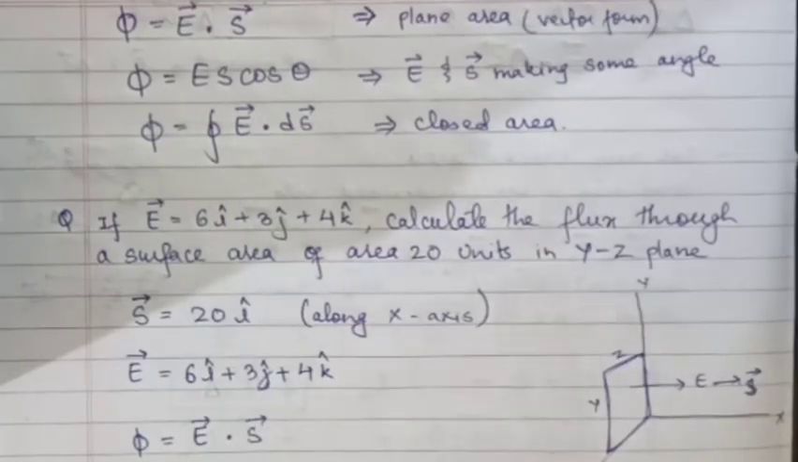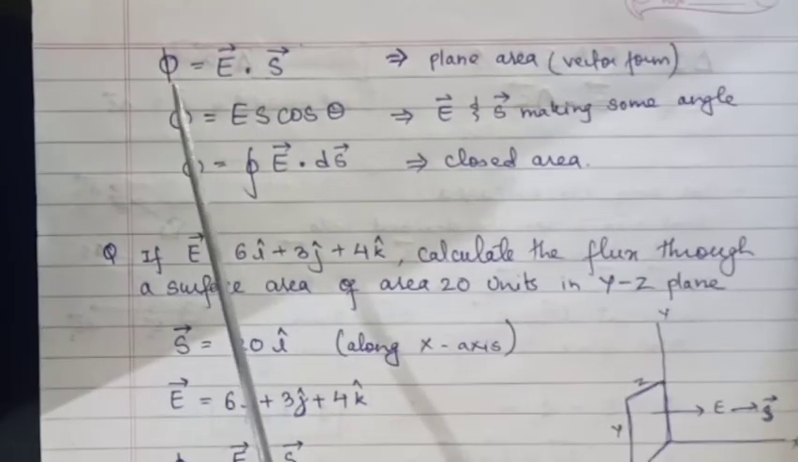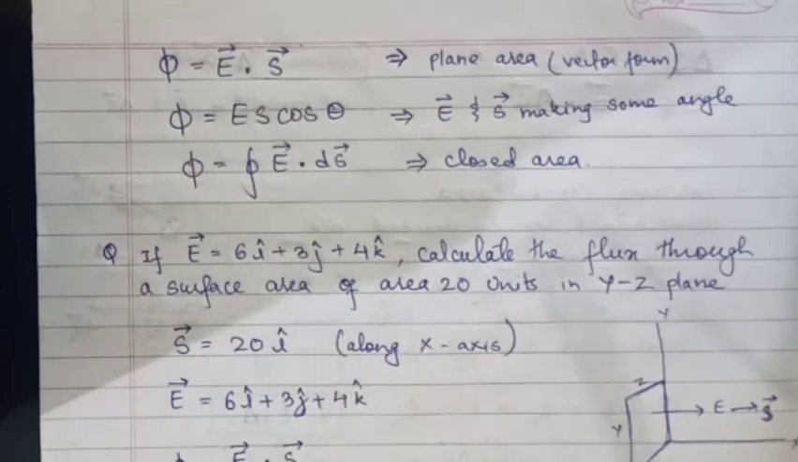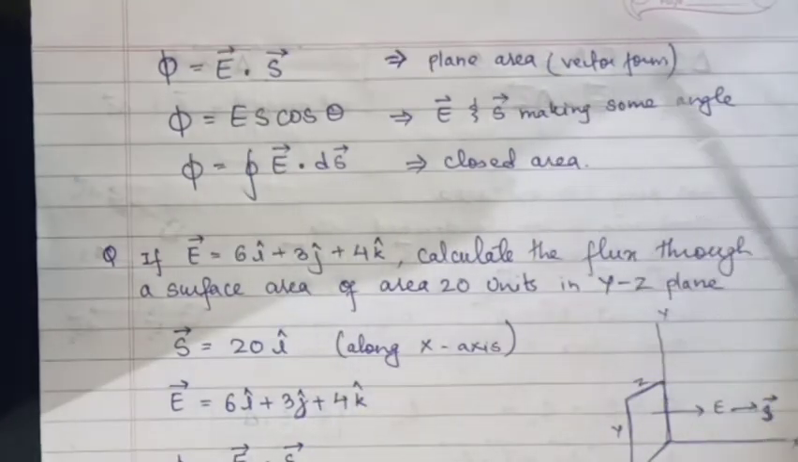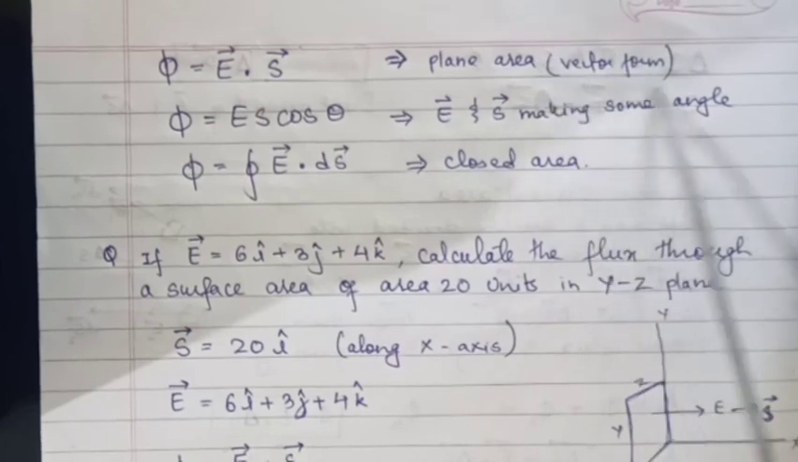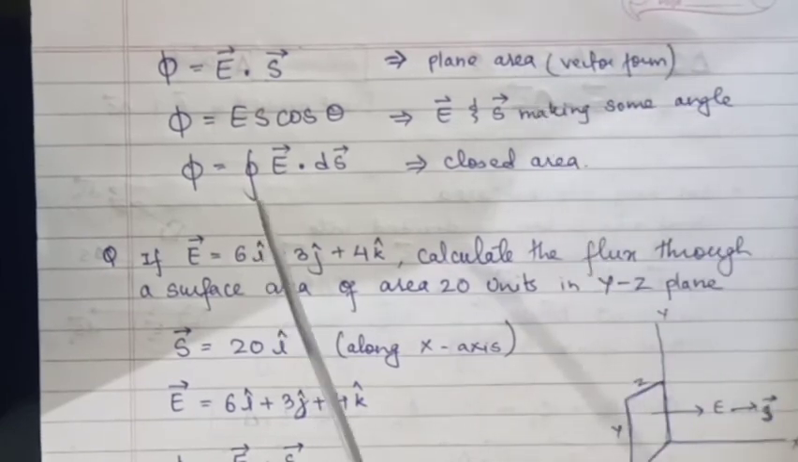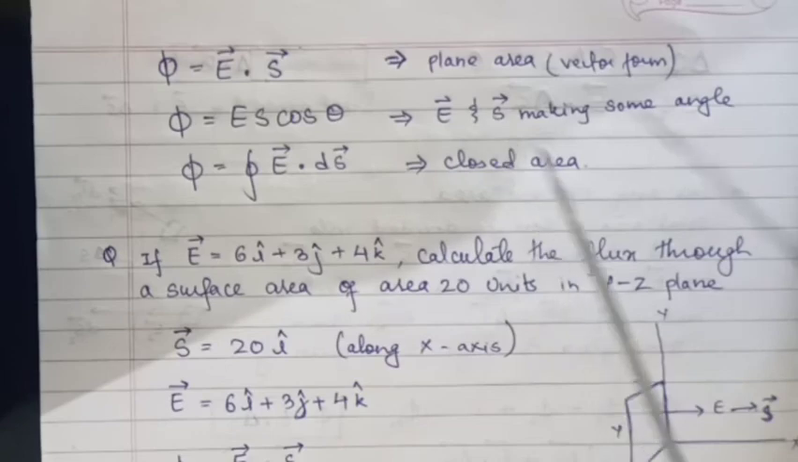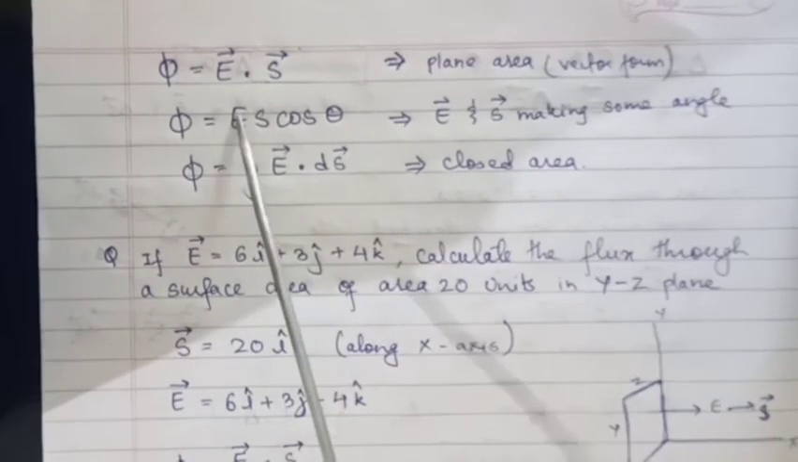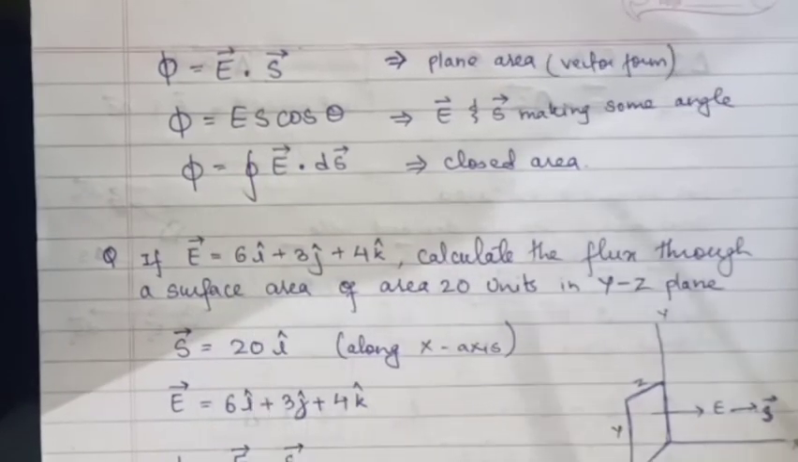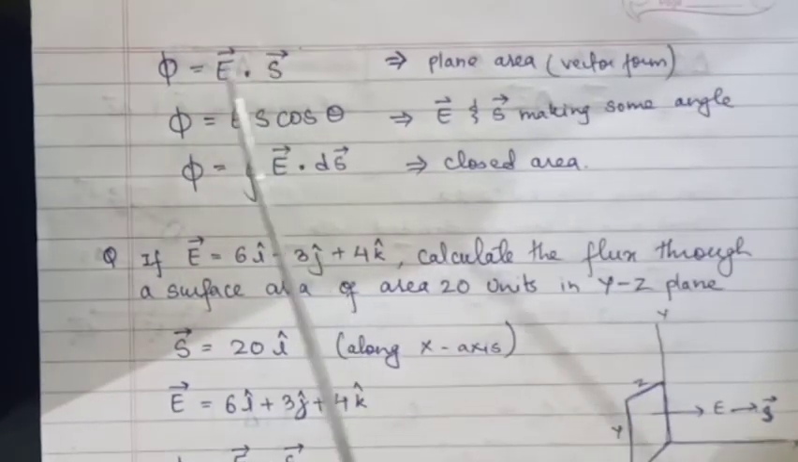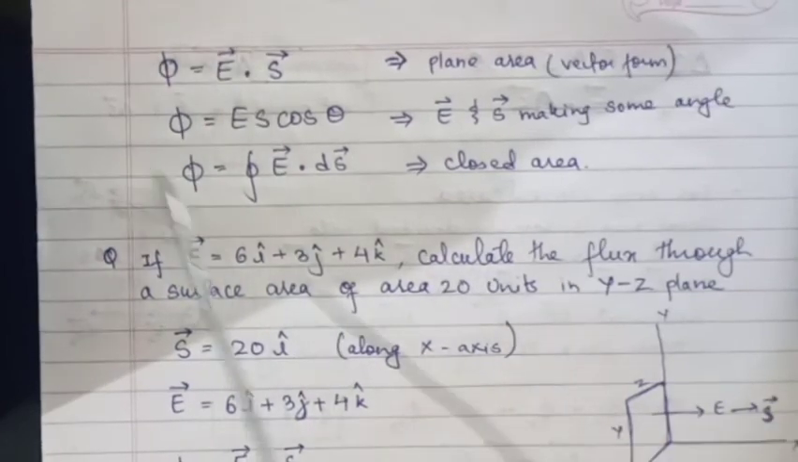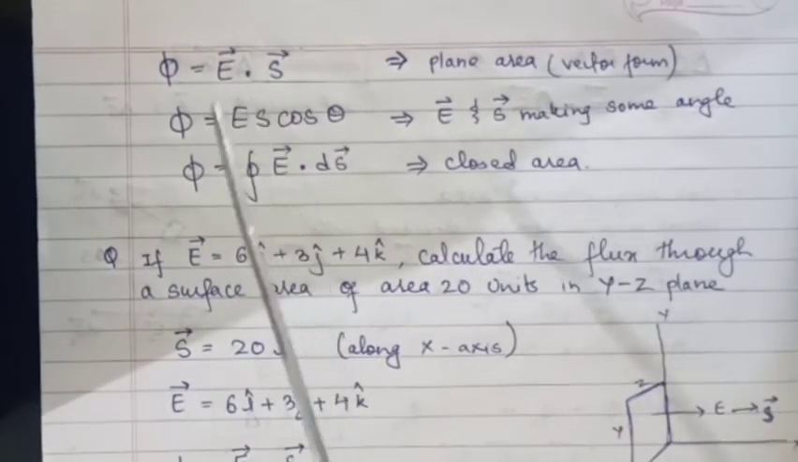Now we have got three formulas for the flux. One is phi is equal to E dot S. So this formula we will use if the electric field and area is given in vector form like i, j, k. And if angle between electric field and area vector is given, then we'll use this formula, phi is equal to E S cos theta. And if it is for closed area, then we use the integration sign. So out here I have not used d or delta S, so we can use any form of formula according to our need.